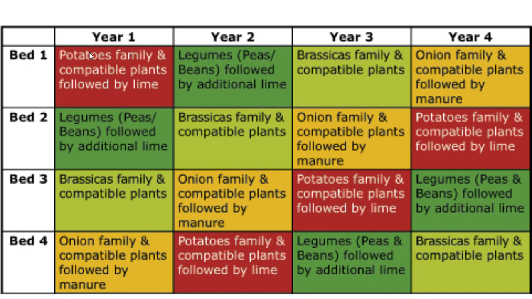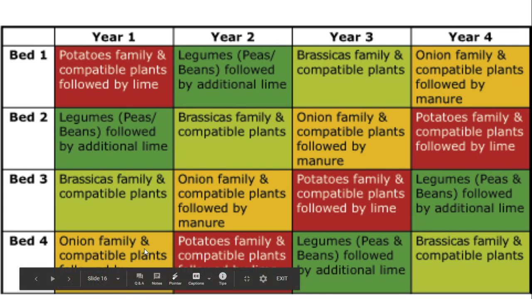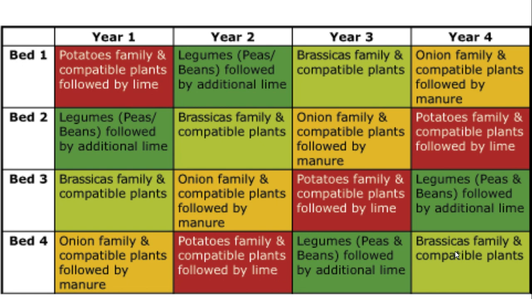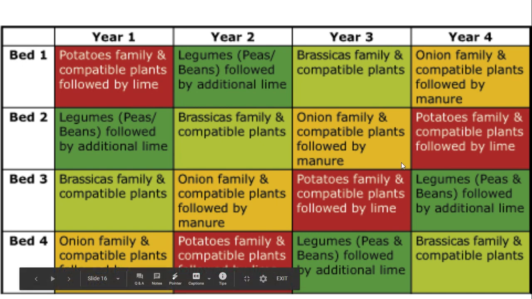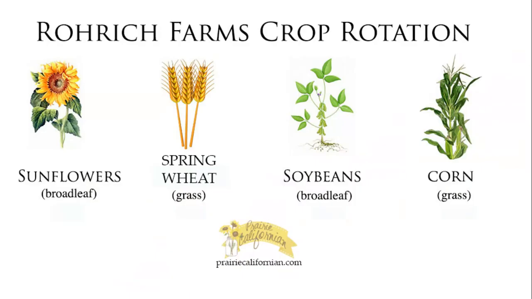So year one, like we were talking about with the big farm example, bed one would have potato family, bed two would have legumes, bed three would have brassicas, bed four would have onion family. Year two, all of those would shift over one. Year three, so on and so forth. So you're growing the same crops year after year, and you may be growing the same amounts of the same crops, but it's just where they're planted that is shifting.